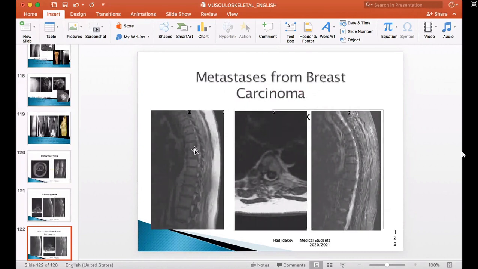This is not a benign finding here, because those are metastases from breast carcinoma. Metastasis appears as a lesion with low signal intensity on T1 here in the vertebra, but also in the pedicle. This is the axial T1, and with high signal intensity on T2 sequences.